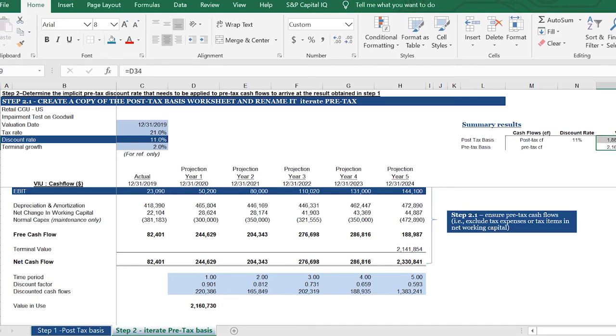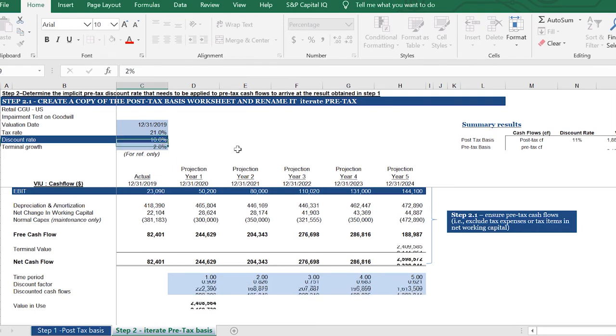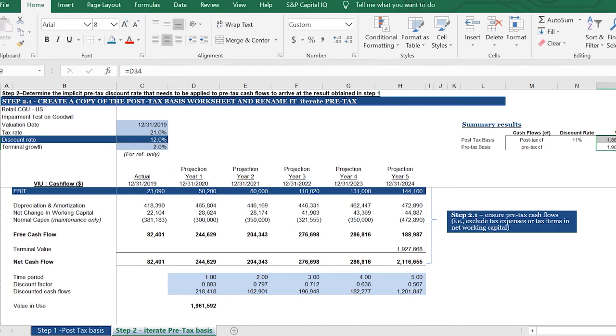And that brings us to the last step, which is to iterate the discount rate. This means what discount rate percentage will result in the same VIU as my step 1, as my post-tax basis. If I lower my discount rate by 1%, my value in use goes up and doesn't solve my problem. So if I increase my discount rate, okay, I have managed to bridge the gap.